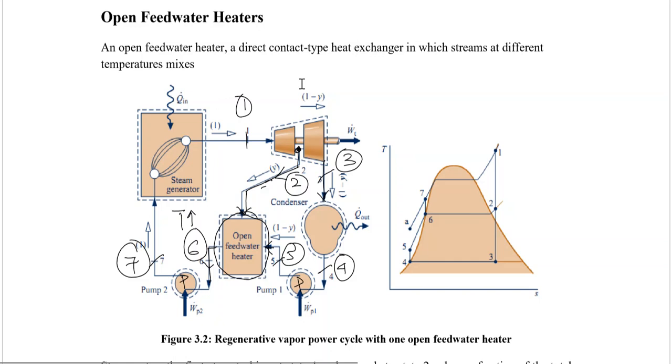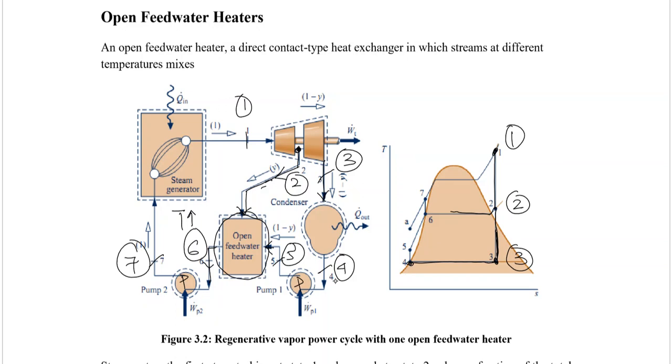Now let's refer to a TS diagram over here. Let's say at state number 1, we have superheated steam, and it is expanded to state number 2. When it is expanded at state number 2, some of the steam, as we said earlier, is bled out, and the rest of the steam is expanded to state number 3. Now at state number 3, the steam is directed to the condenser, where it is condensed to state number 4, a saturated liquid.